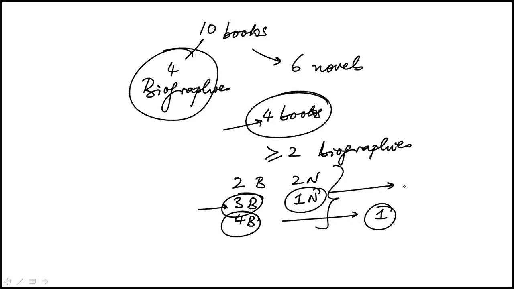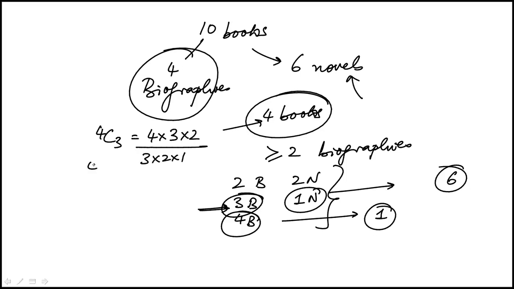The 1 novel, I can choose any of these 6. And then the number of ways I can select 3 biographies. And again, this is a combination problem, and the order in which you select the biographies doesn't matter. So this is really 4C3, which is equivalent to 4 times 3 times 2 over 3 times 2 times 1, or in the factorial notation, this is 4 factorial over (4 minus 3) factorial times 3 factorial, which turns out to be the same when you simplify that. And this would be equal to 4.